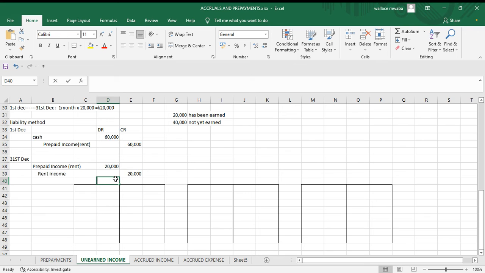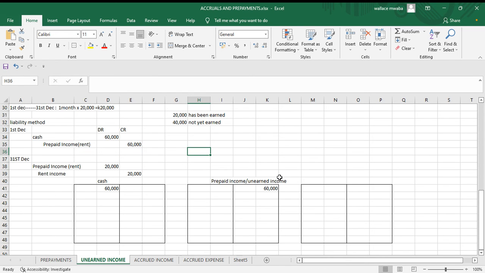So we have cash, and we'll have the prepaid income, slash unearned income. We're going to debit cash 60,000, and we credit prepaid income 60,000. Remember, prepaid income is a liability, and an increase in a liability is credited.